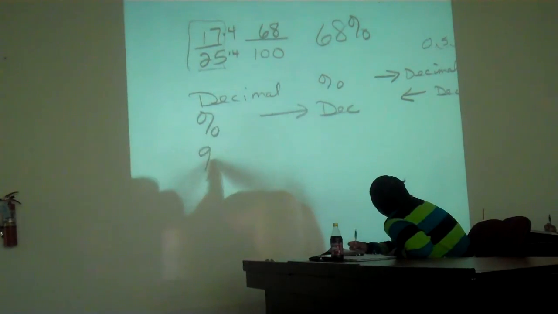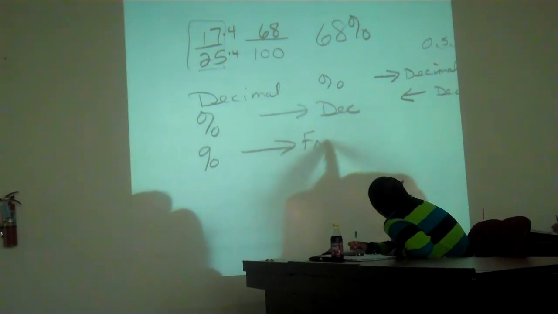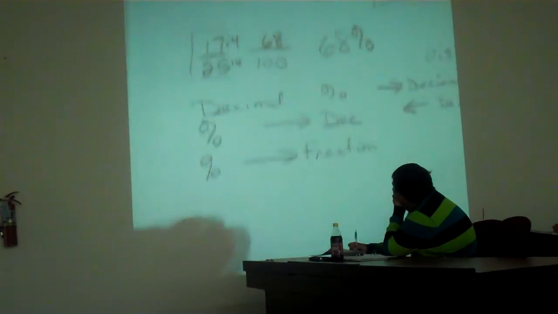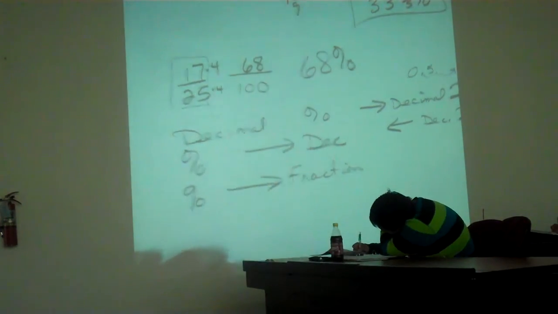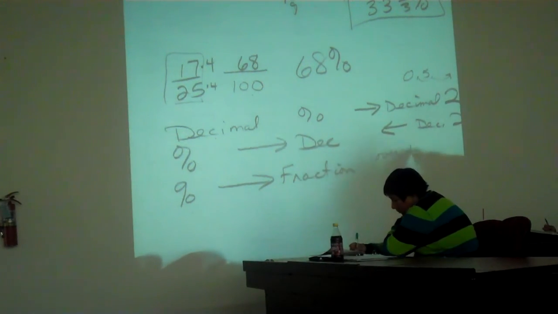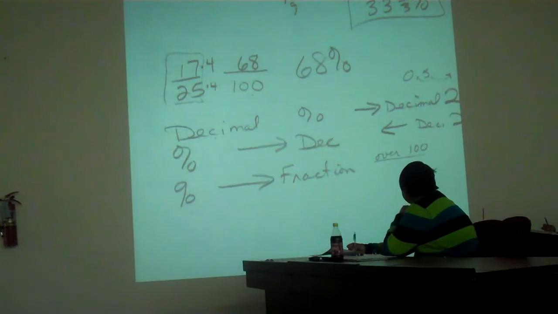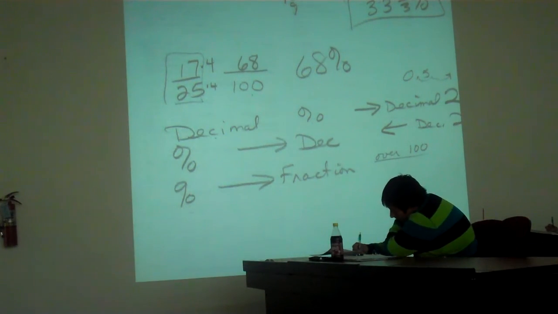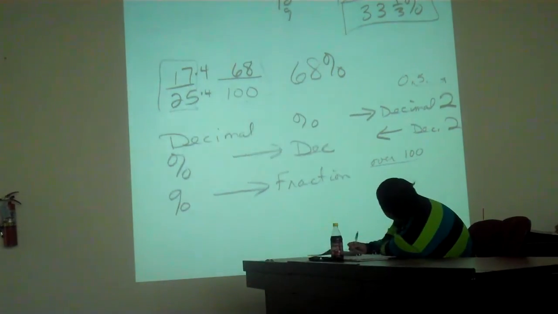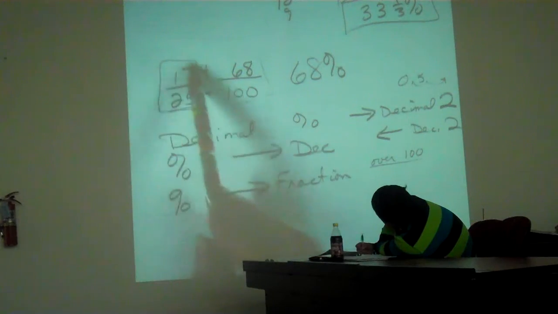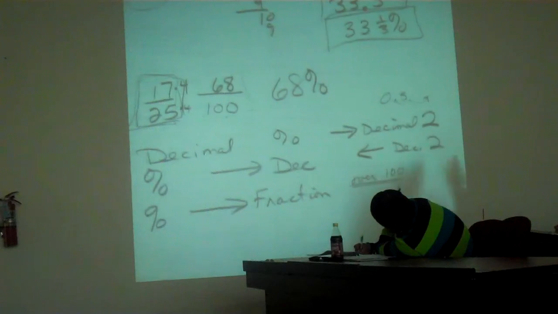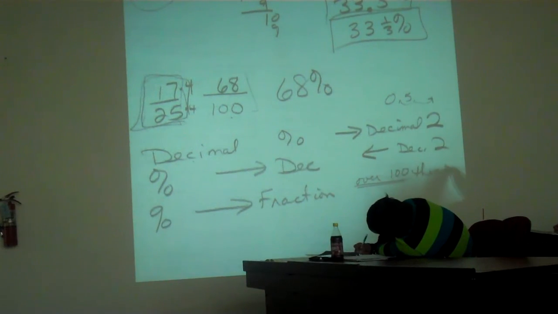What if you have a percent and you're going to a fraction? Like 50%, 68%. Over 100. You're going to put it over 100. And sometimes it'll want you to reduce it too, okay? So if you put over 100, like our 68% here, if we reduce that back, we'll get our fraction right there. So put it over 100 and then reduce it, okay?